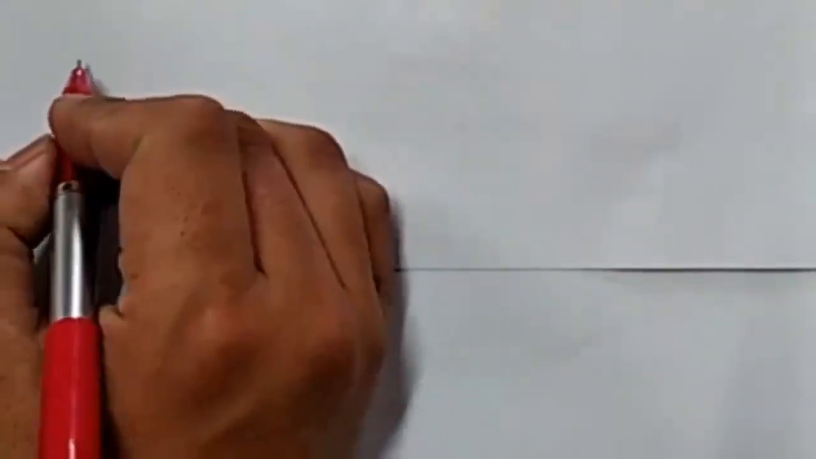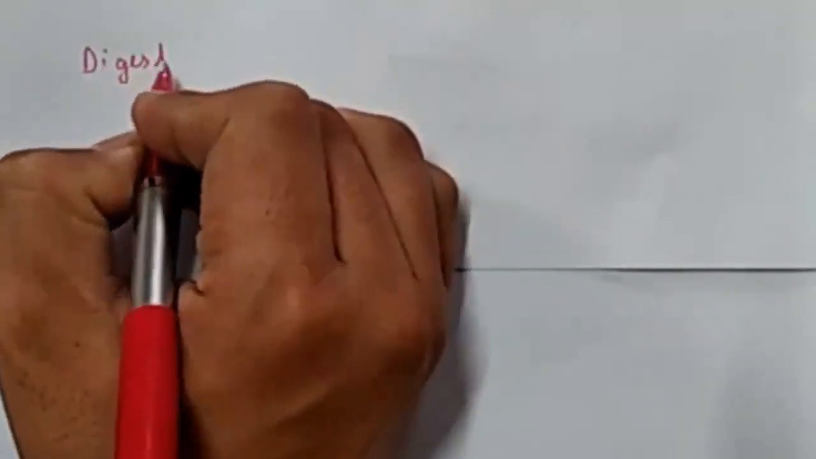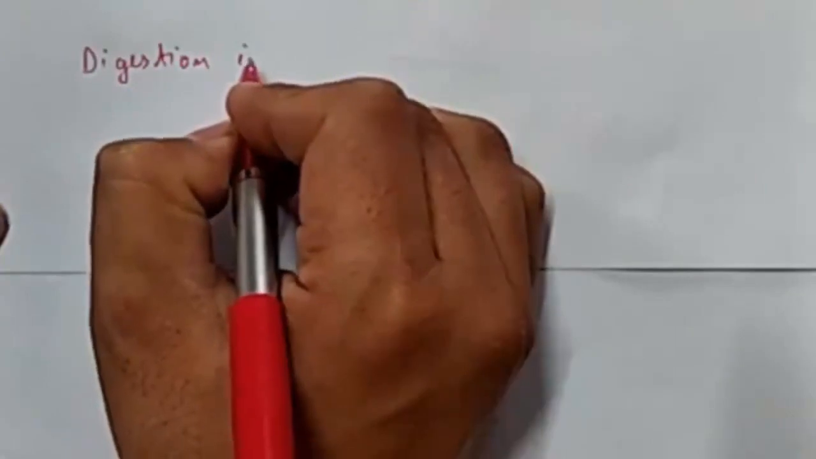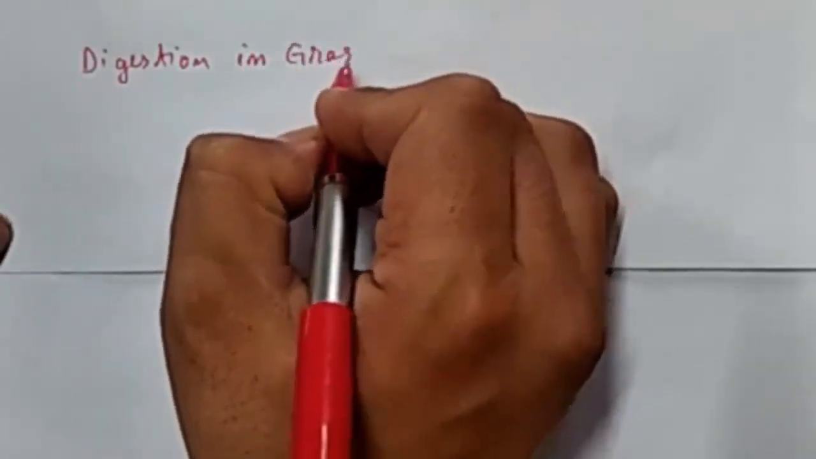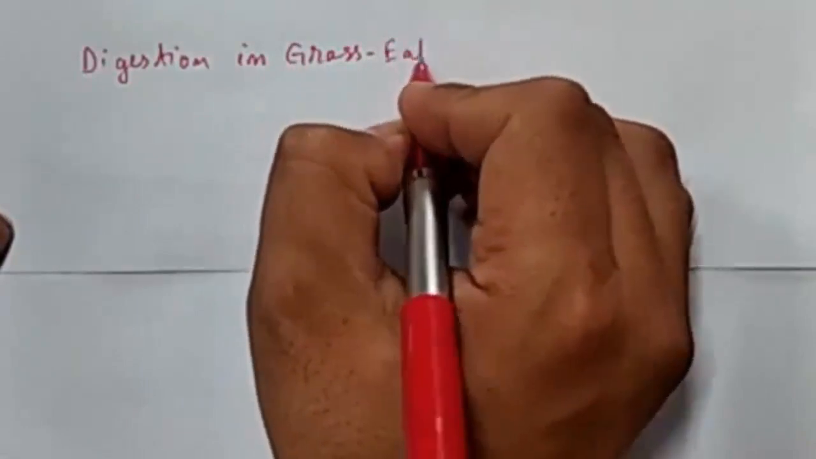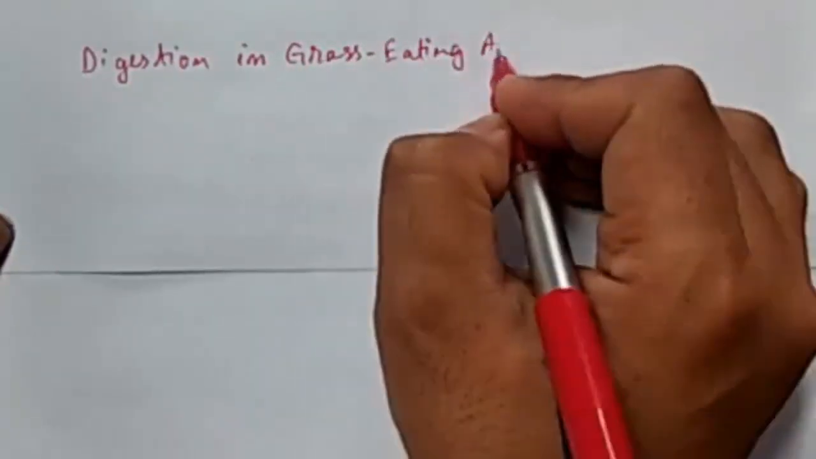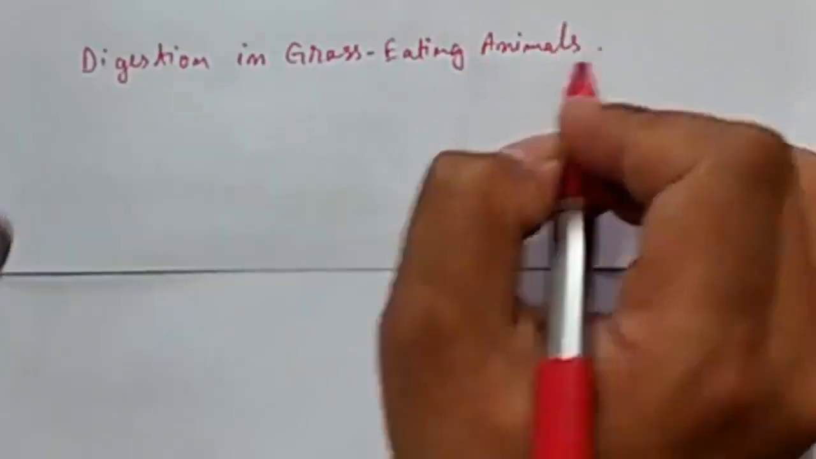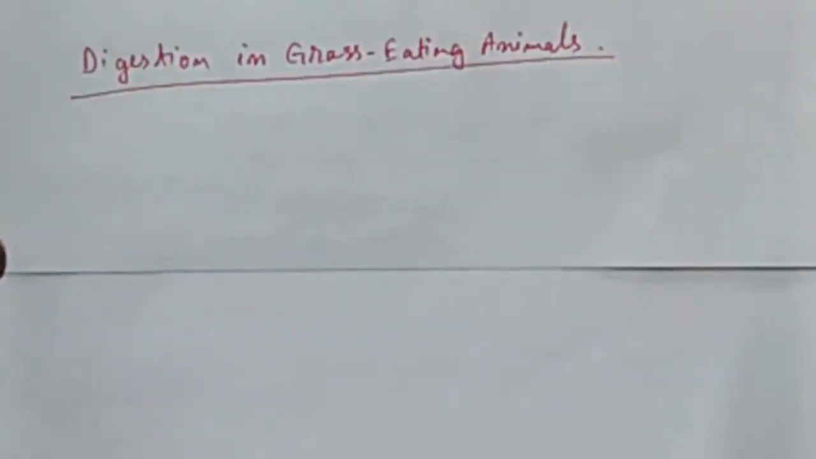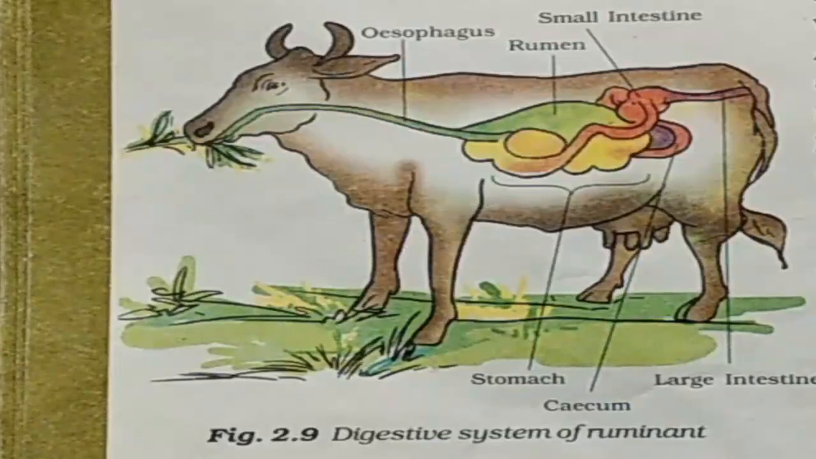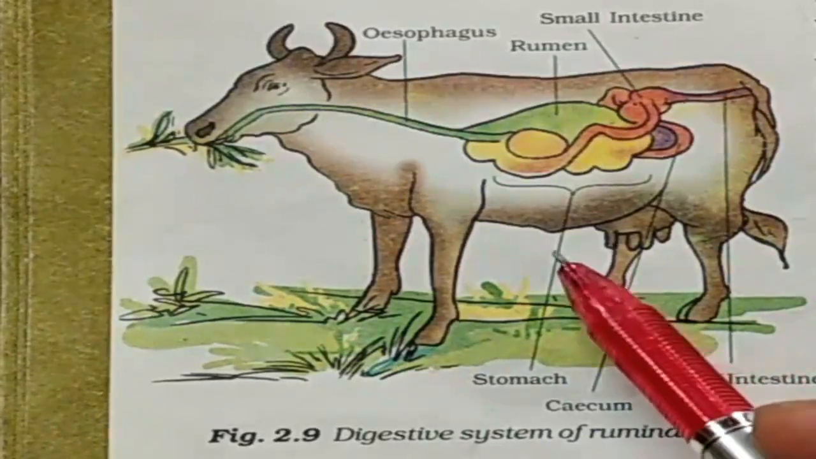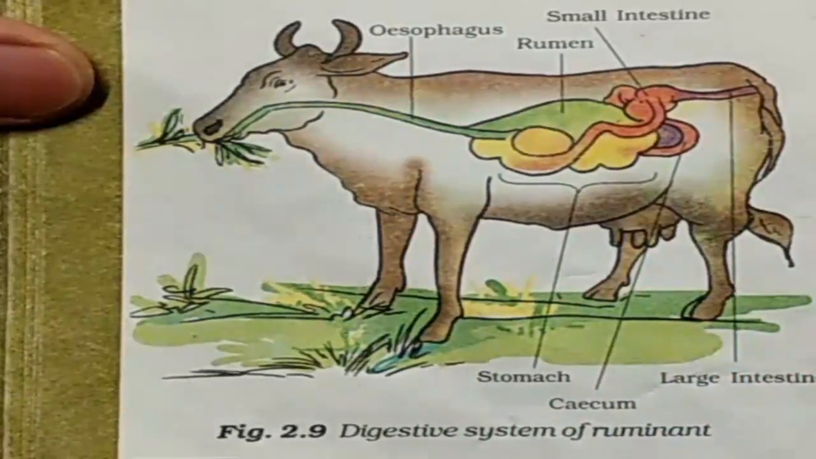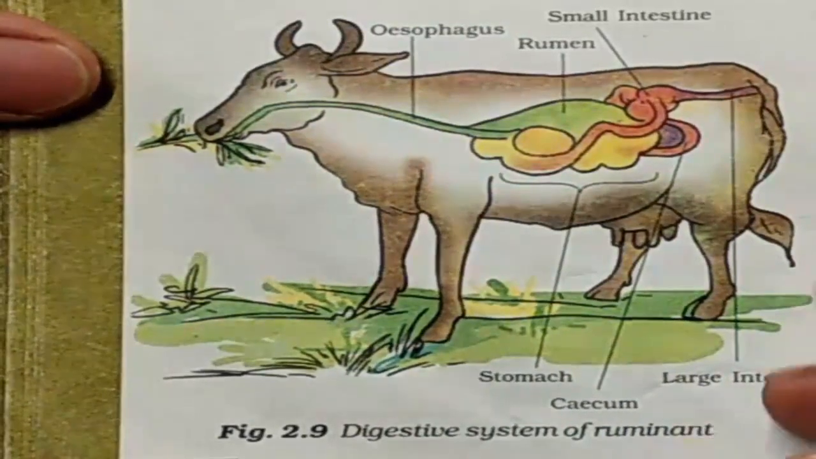Let's see the next topic. Digestion in grass-eating animals. Let's see how the grass is digested in grass-eating animals. Let's see this figure. This is a cow, which is a grass-eating animal.